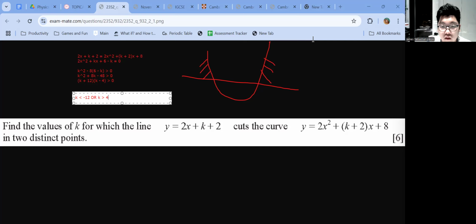Okay. And basically that is how you could approach these types of quadratics problems.